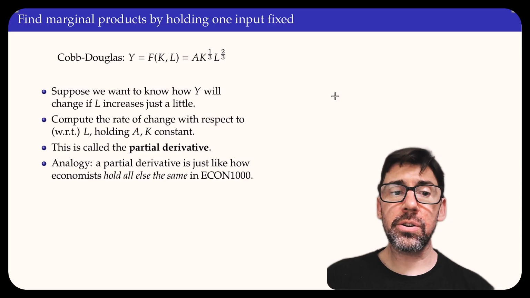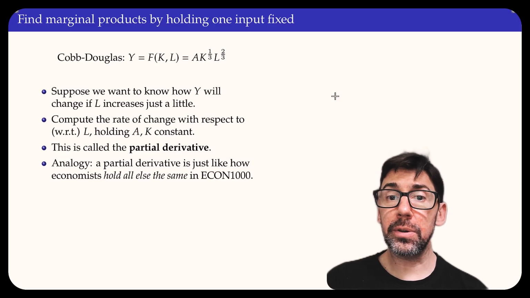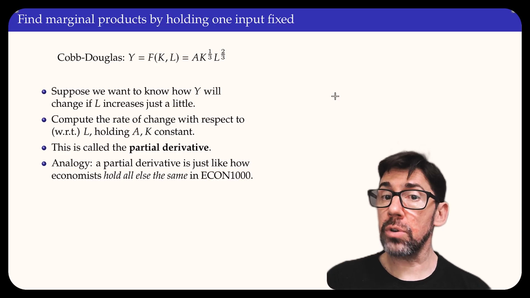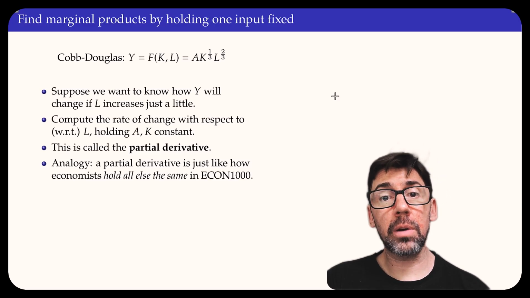You can think of it like your introductory microeconomics class. You had an instructor that told you that we're going to hold all else the same. And that's exactly what we're going to do here. We're going to allow L to change, but we're going to construct the derivative such that the other variables are being held constant.